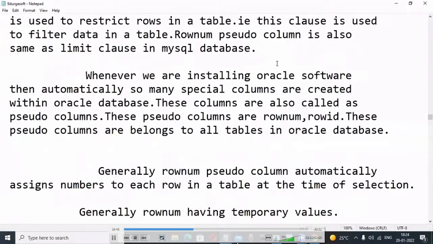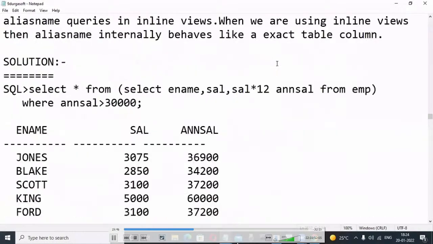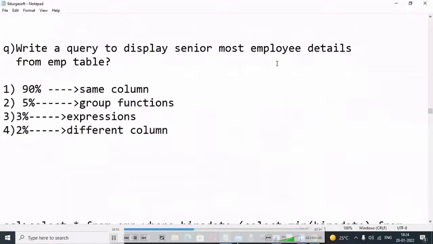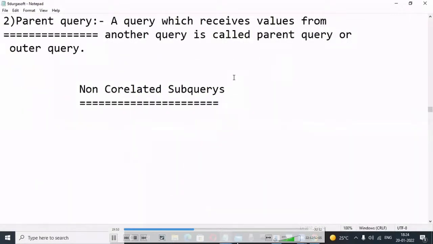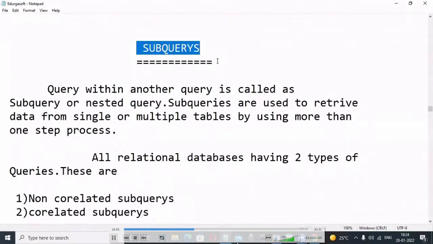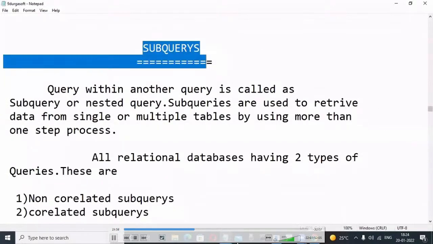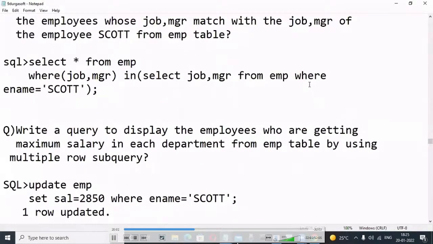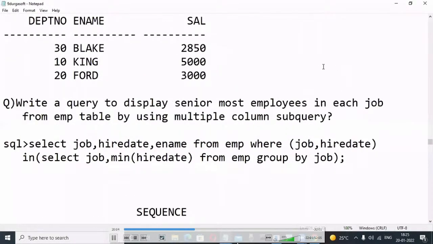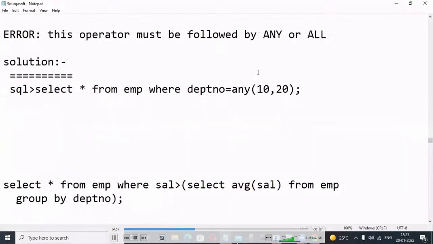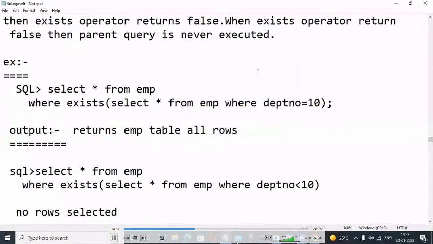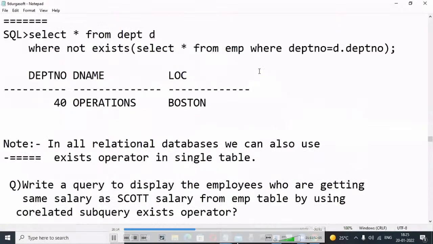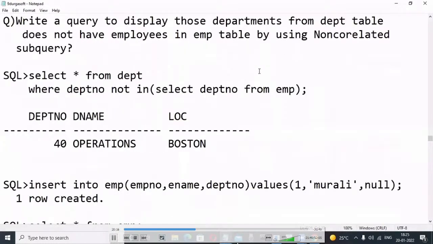Observe it. These are all the things we are learning. These are the main chapters in the database. Subqueries are most powerful. In this chapter we learn about interview questions. Suppose you are attending an interview: display the nth highest salary employee, the second highest salary employee, delete duplicate rows. These type of things are there, and we learn all of them in our course.